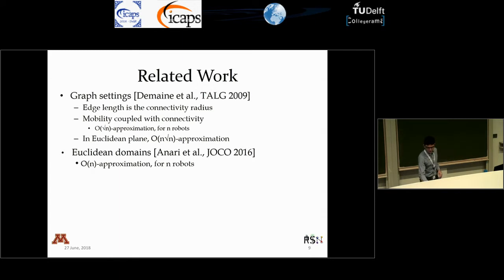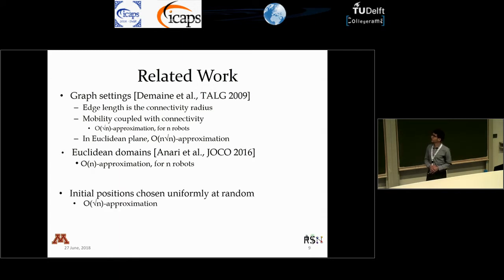And finally, in this paper, for the case when the initial positions of the robots are chosen uniformly at random, we show that we can have a root n factor approximation, where again, n is the number of robots.